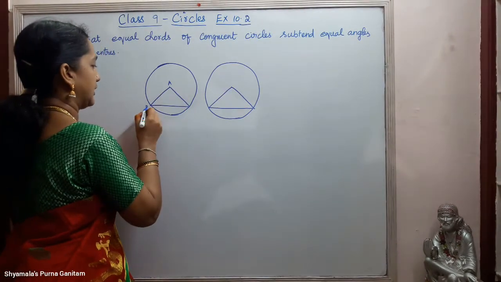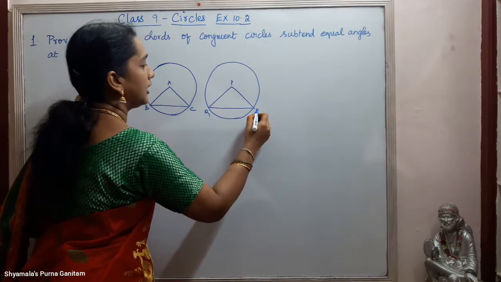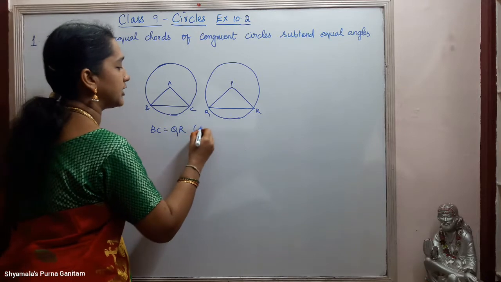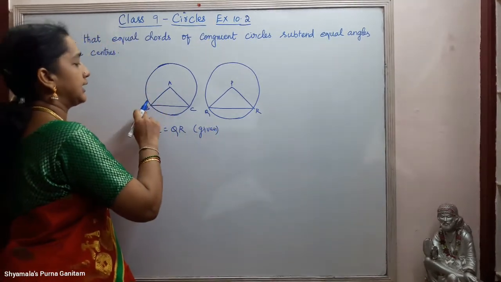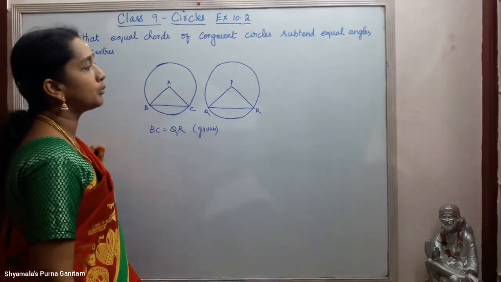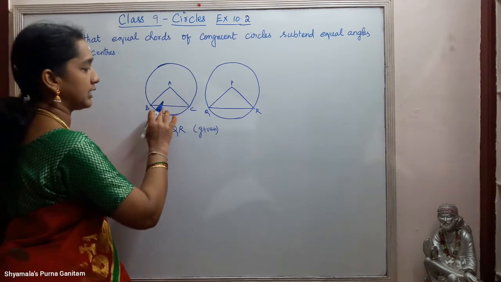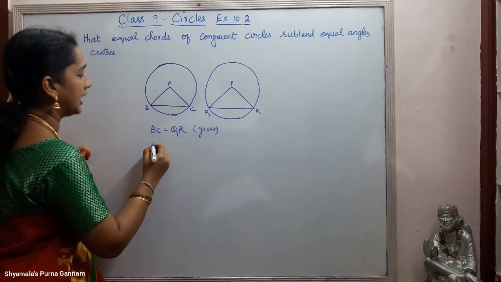For the first triangle we will take ABC, and the other as PQR. So in this, BC is equal to QR. This is given in the question, equal chords. We are asked to prove that angle BAC is equal to angle QPR. This is what we are asked to prove. So BC is equal to QR is given.